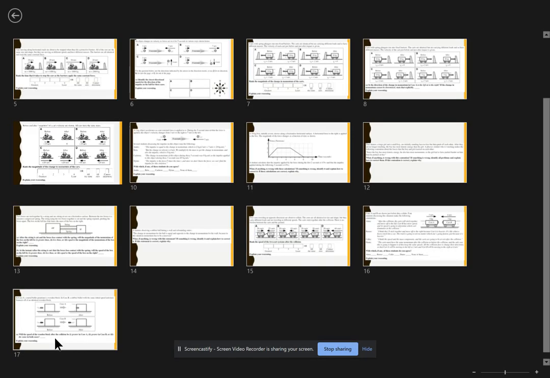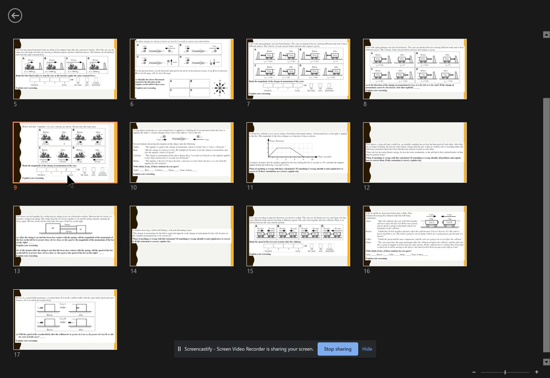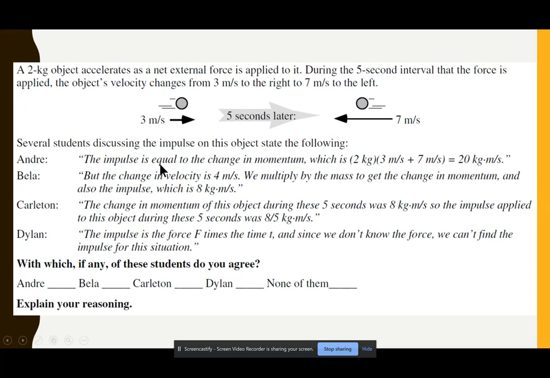Let's see here real quick. What slide are we on? I think I've done enough. So I'm going to leave this one for y'all to do. Let me scroll and see if there's any crazy ones that I might want to do with y'all real quick.